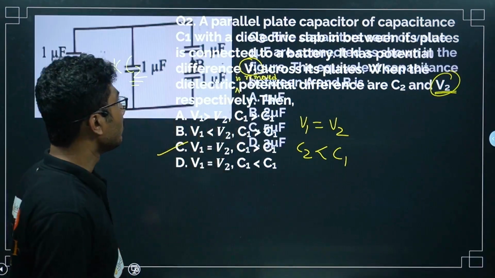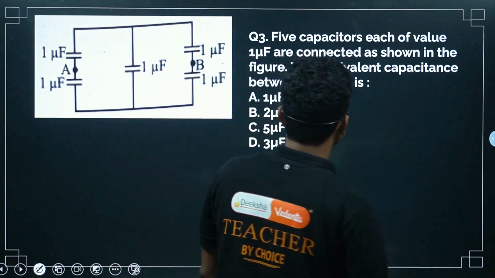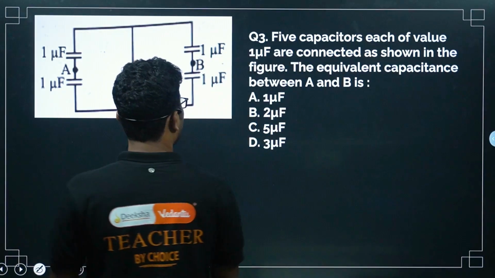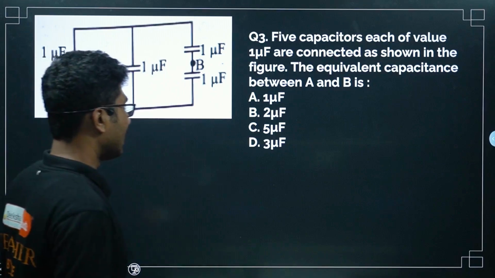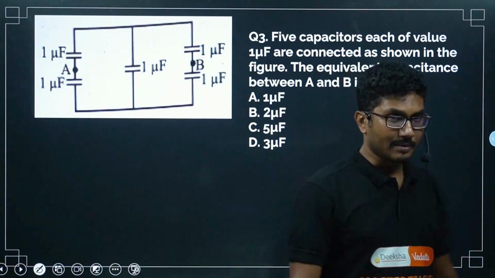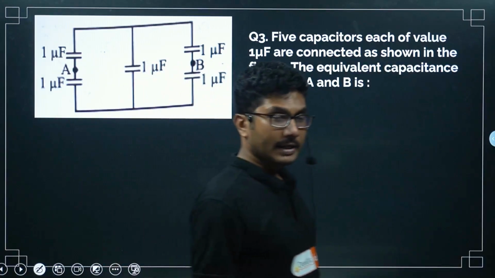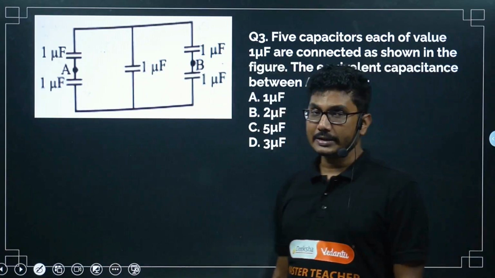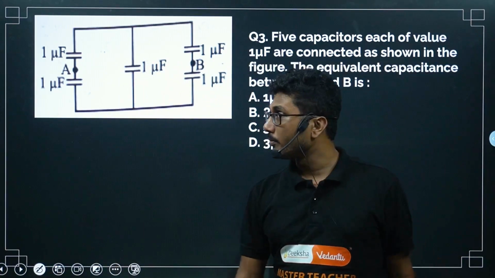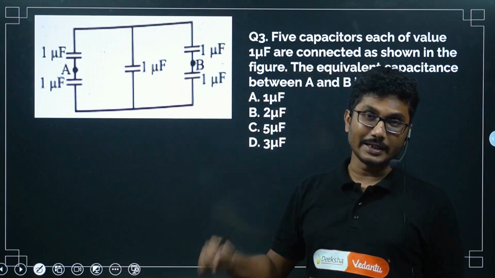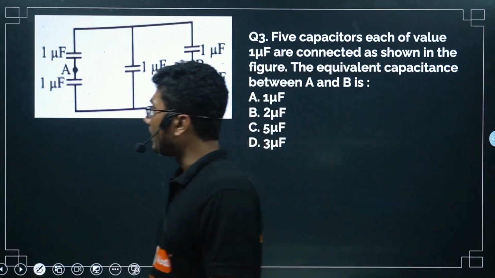Okay, let's move on. Five capacitors of each value 1 microfarad are connected as shown in the figure. The equivalent capacitance between A and B is? Now this question I also gave as homework. Again we are going to solve that in our next lecture, where we discuss the homework problems, but this also came in a KCET previous year question.